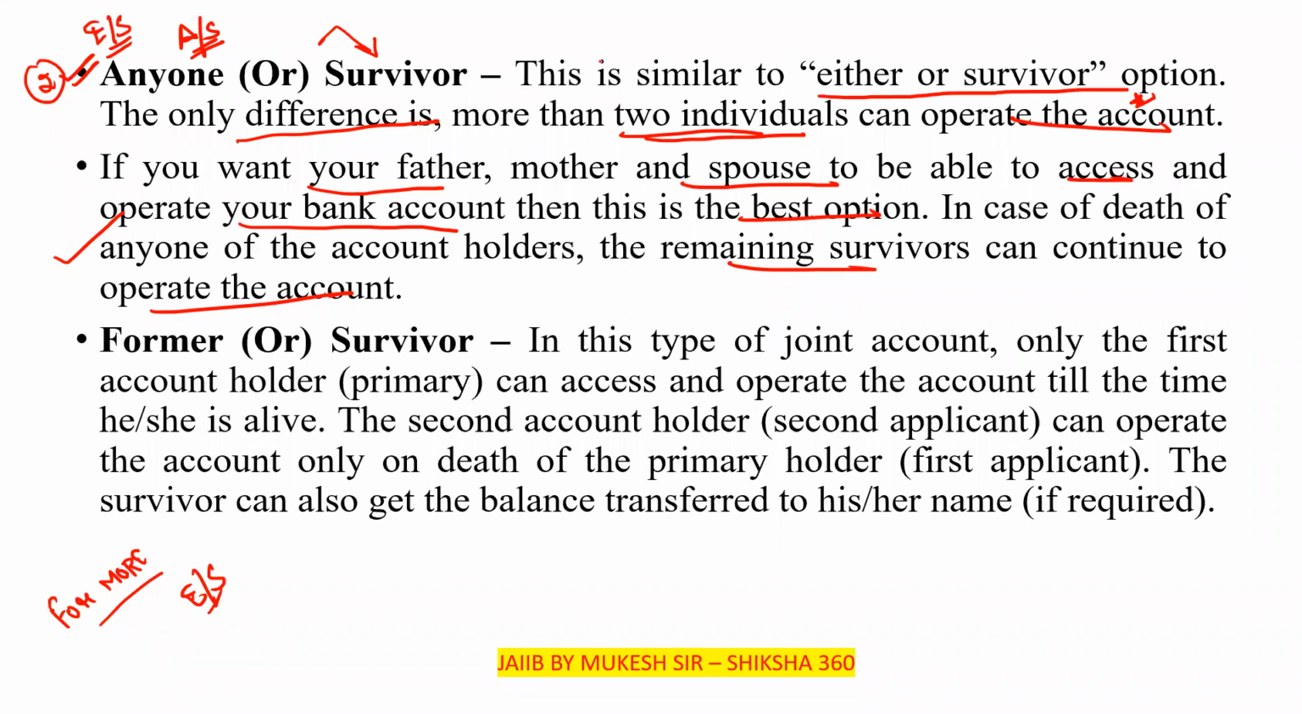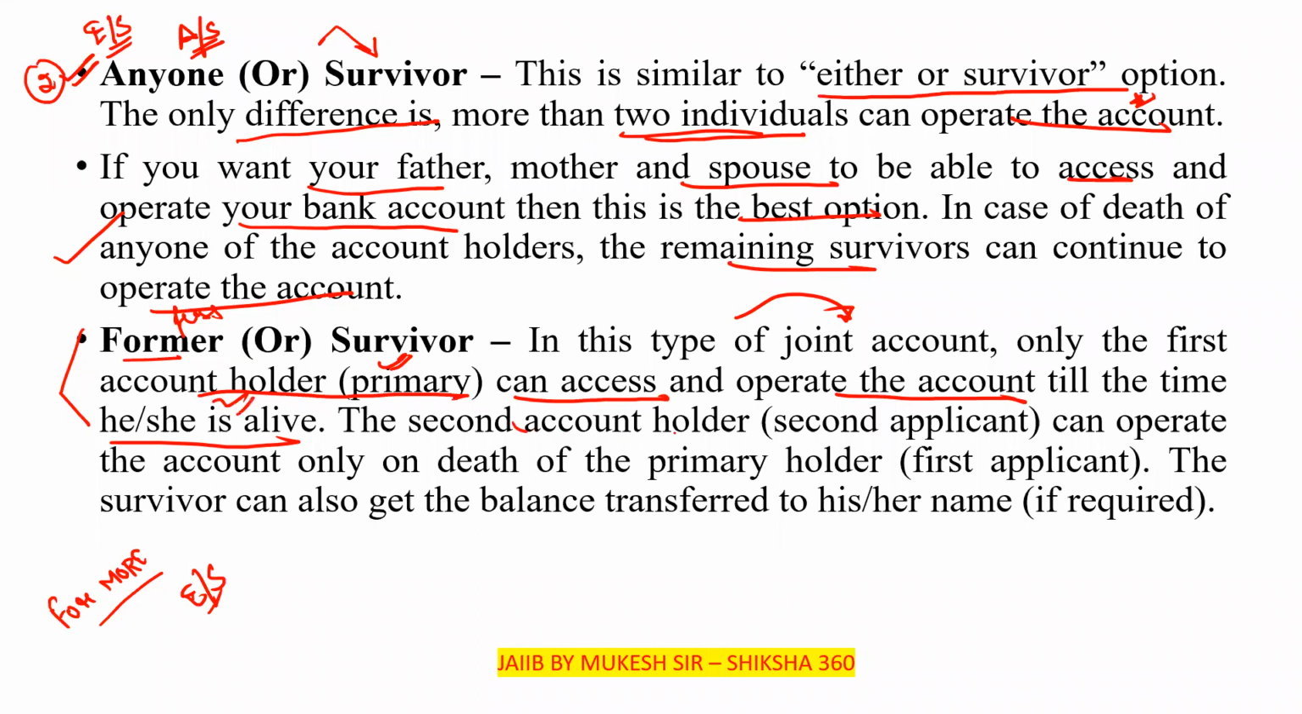So the third one is former or survivor. In this type of joint account, former, that is the first one, only the primary account holder, the first account holder, can access and operate the account till the time he or she is alive. Clear?